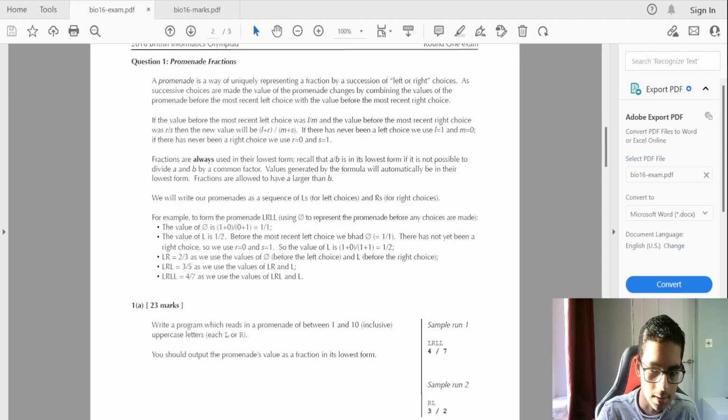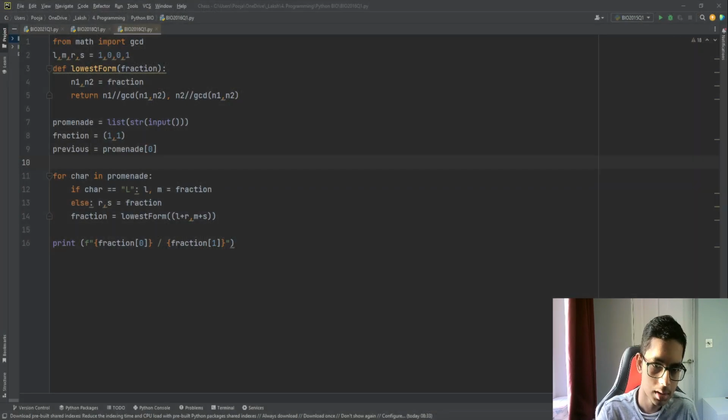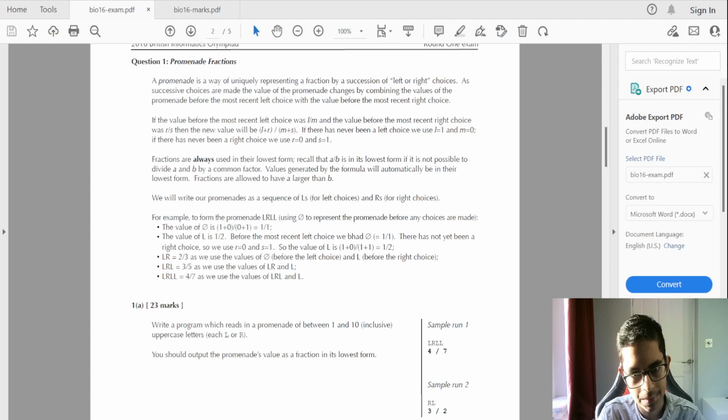So let's just have a quick look at the code. We'll come back to the lowest form function in a bit, but let's just have a look at the other section. We initially set L, M, R, and S to their original values, as stated in the question: if there's never been a left choice, we use L equals 1, M equals 0; never been a right choice, we use R equals 0, and S equals 1.